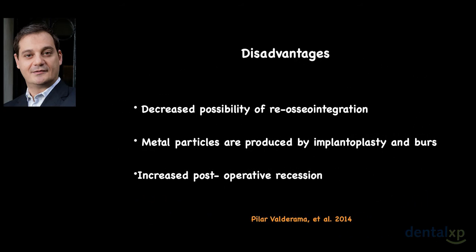The disadvantages, and again still to be seen, is the decreased possibility of osseointegration, because you've taken a roughened surface and turned it into a polished surface. Some people will say that the metal particles produced by implantoplasty and burs can be a disadvantage to the environment. Again, these are decontaminated, so I don't understand why it would create a disadvantage. And they are talking about an increased post-operative recession. That's definitely if you're opening a flap and you are doing only a resective approach with implantoplasty rather than doing a regenerative therapy.